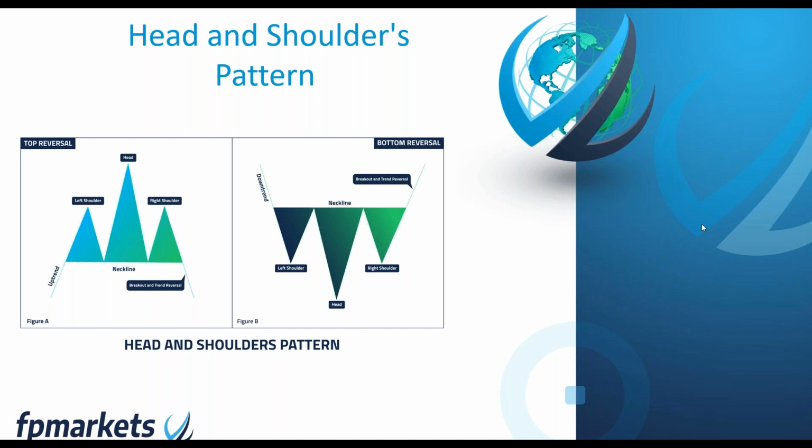So the neckline for a top is drawn across the bottom troughs that align either side of the head. So the troughs here at this point and at this point. So we join the neckline from this point to this point and extend it out to the future. When, or indeed if, price breaks through the neckline after forming the right shoulder, of course, it indicates the confirmation of the head and shoulders top.